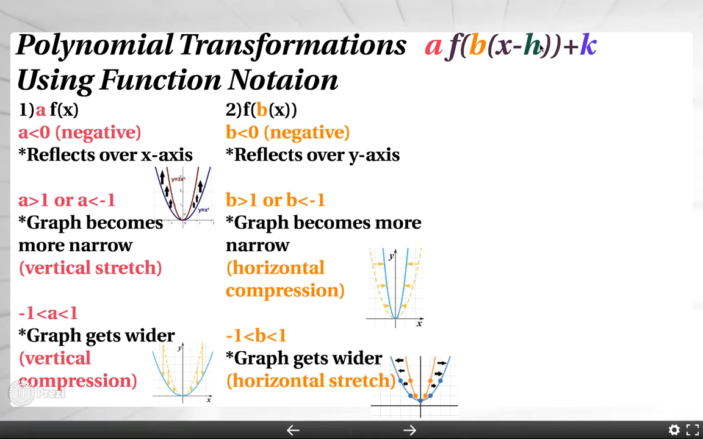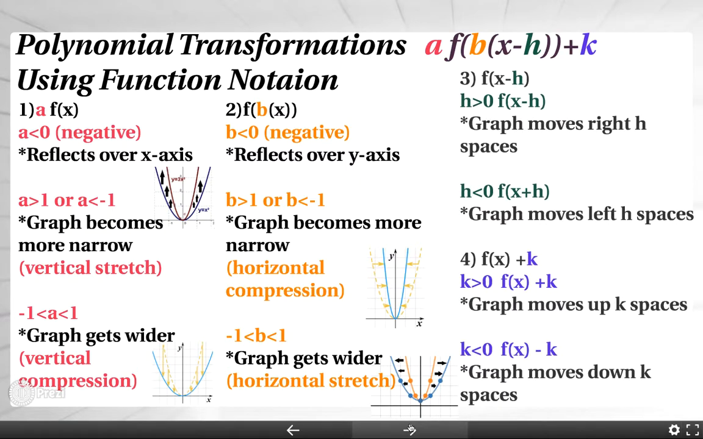So the H value. So again, the H value, think the hips goes left to right. And to remember, you guys, the H value is also inside of your parenthesis, and it is whatever is added or subtracted to the X. But you must think the opposite with the H value. So the H value, when it goes right, you're going to subtract the H, but when it goes left, you add the H. So be careful.